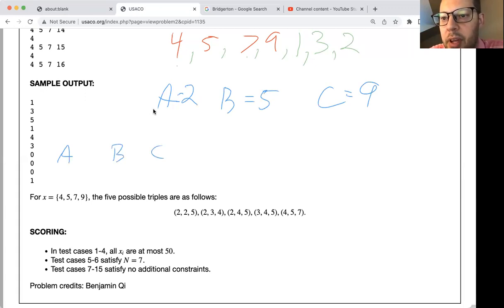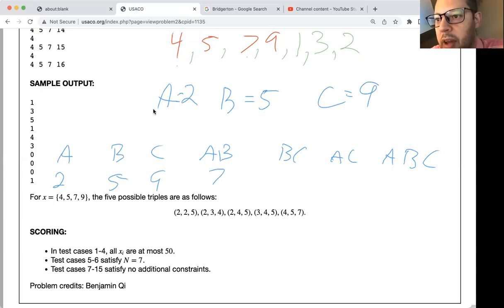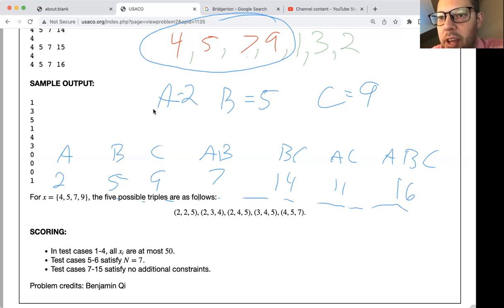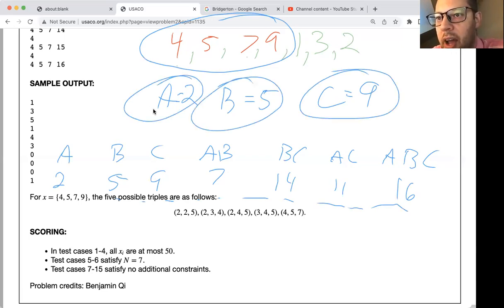A, B, C, A plus B, B plus C, A plus C, and then A plus B plus C. So A would be 2, B would be 5, C would be 9, A plus B would be 7, B plus C would be 14, A plus C would be 11, and A plus B plus C would be 16. I would then need to verify, are all of these numbers in that set? And you look down here, I don't have any 4s. What that means is that if A were 2, B were 5, and C were 9, I could not generate a 4, which means that A cannot be 2 and also have B be 5 and also have C be 9. That's not a valid combination, because there's no combination of those numbers that would produce 4, 5, 7, 9.